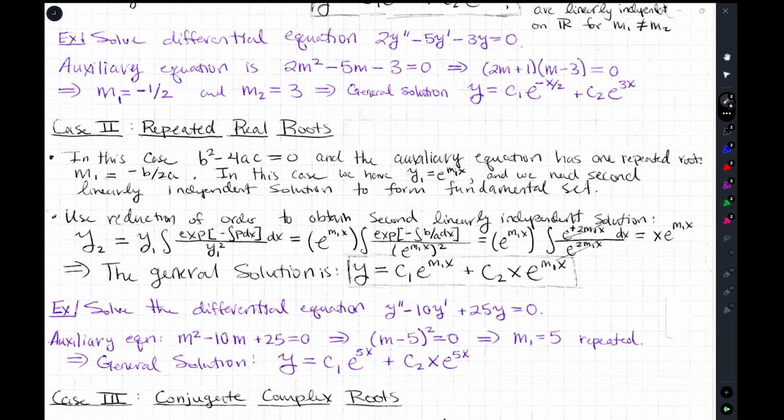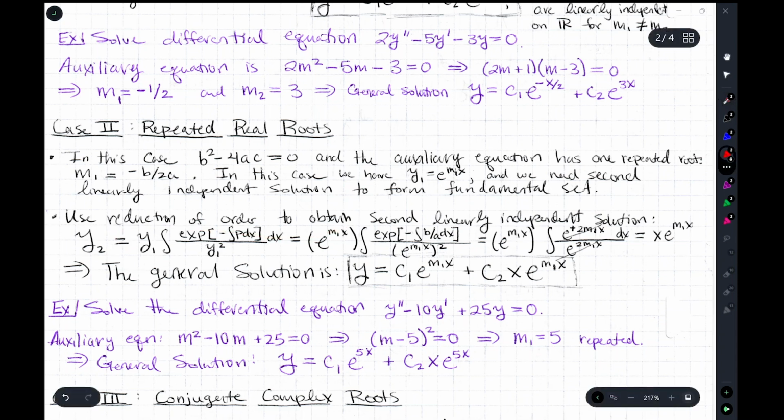And so that's great. We have a solution to the differential equation. Now, where's the problem? The problem is this is a second order differential equation, so we know we need to have two linearly independent solutions to get our general solution. We only have one. Well, if you have one solution to a homogeneous linear differential equation and you need a second solution, what do you do? You use the reduction of order method.